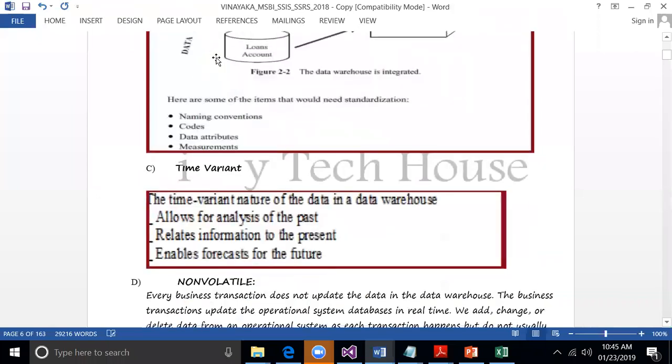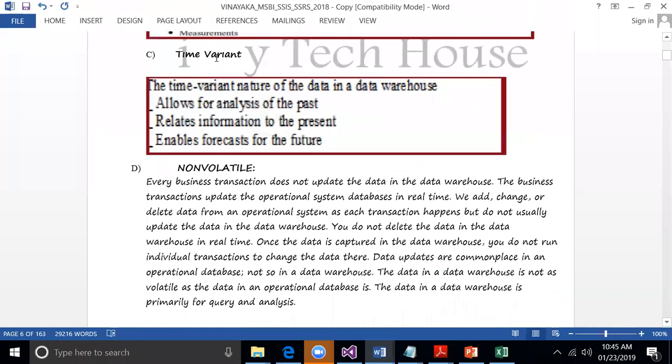Next, time variant. What do you mean by this? Along with time, only load the data, or each and every record should contain a timestamp. So that current data you can understand, past data you can analyze, and future data you can predict. These three are possible if you maintain data based on time. But which time is required, sir? And what kind of time hierarchy do we have? Remember the hierarchy.